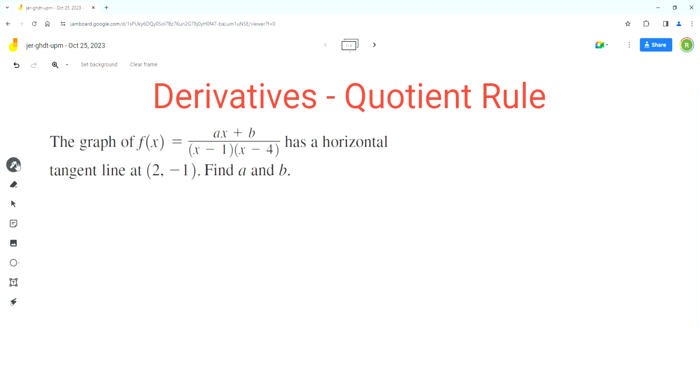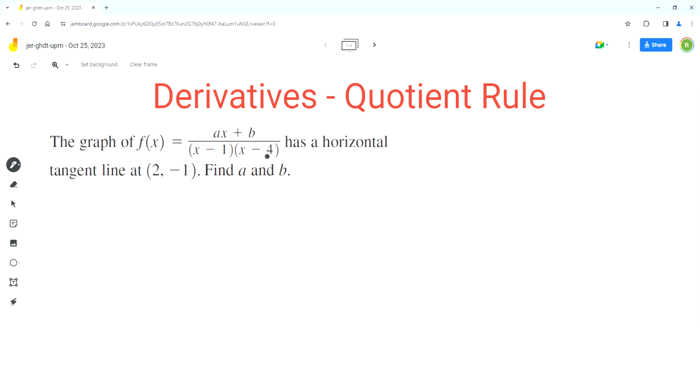So in this video, we'll solve this problem using the quotient rule for derivatives. As per the problem, the graph of f(x) = (ax + b) / ((x - 1)(x - 4)) has a horizontal tangent line at (2, -1). We have to find the values of a and b. So a and b are the terms in the numerator and we have to find their value.